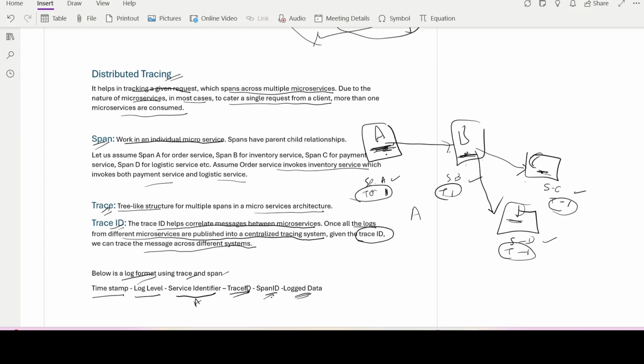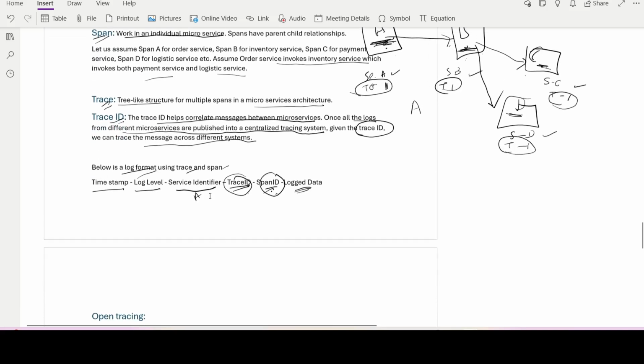Here, if you observe, we have the trace ID and span ID. These two are important. Based on this, we will be able to figure out what happened across multiple microservices. So this concept is called distributed tracing.